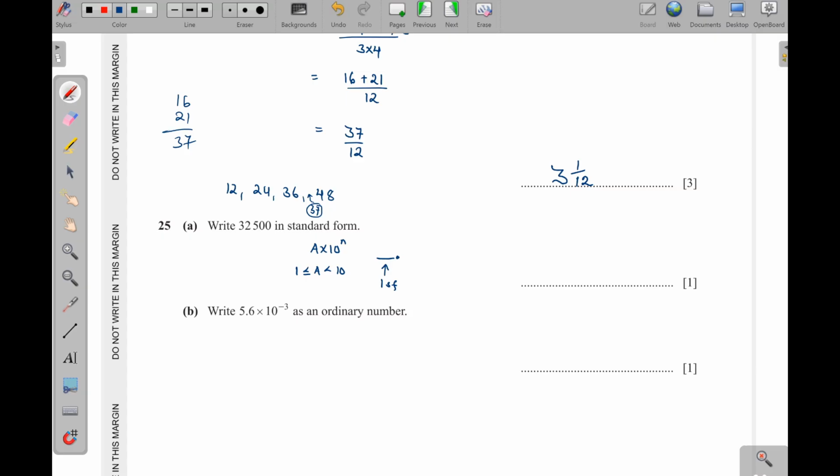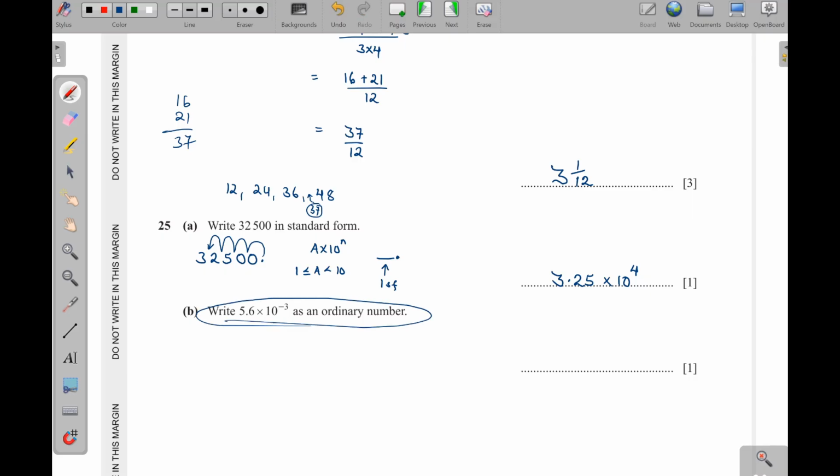Okay. Now let's come to this one here. 32500. The decimal point is here. So you have 1, 2, 3, 4. Remember, we must have one significant figure. So this will be 3, then 0.25. If you want, you can add on those 2 zeros, but that is wastage of time. Then we say times 10. How many places have we moved? 1, 2, 3, 4. So power 4. As simple as that.